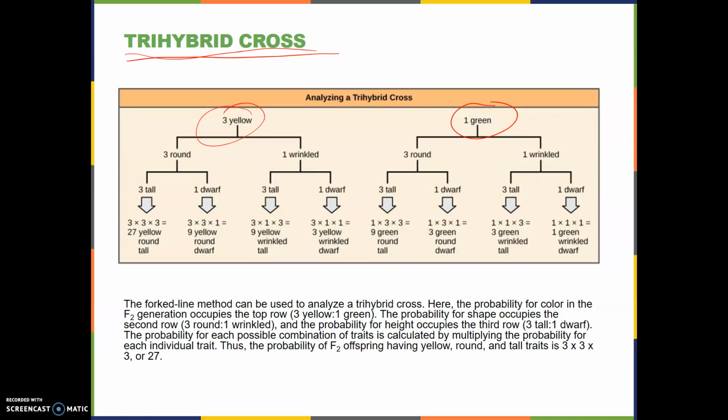And then for all the ones that are yellow, 3 are round and 1 is wrinkled. And for all the ones that are green, 3 are round and 1 is wrinkled. And then for all the ones that are yellow and round, 3 are tall and 1 is dwarf. For all the ones that are yellow and wrinkled, 3 are tall and 1 is dwarf. And you can keep on going with that. But this is a method that's better than the Punnett square method. It's the forked line method, and it's better when you're looking at 3 traits at one time.